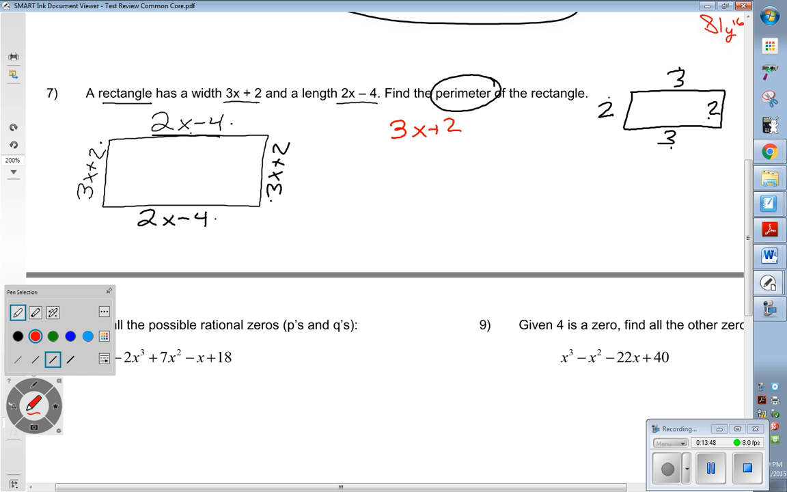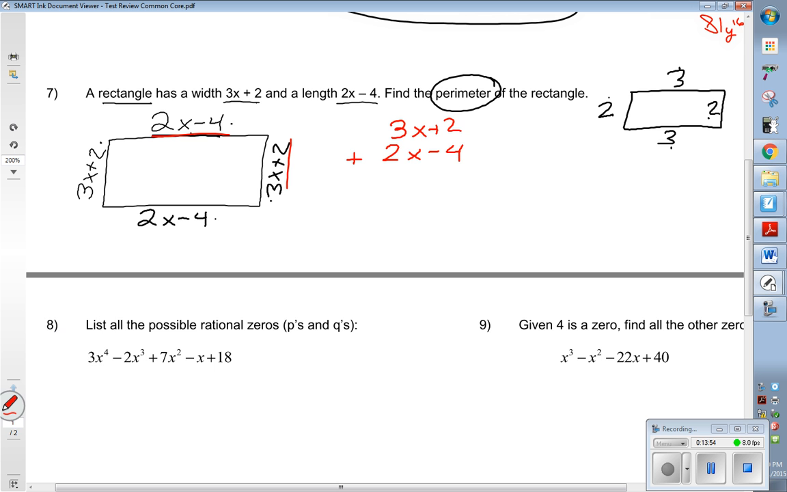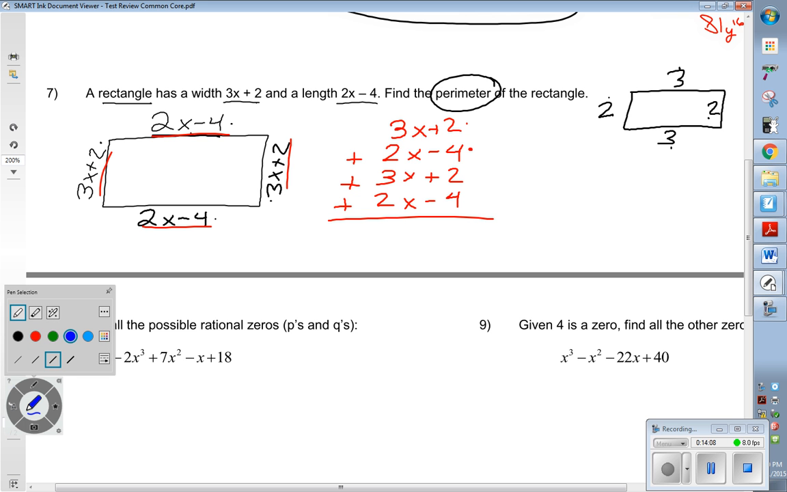3x plus 2. Okay, I did that one. And then I'm going to do this one. Plus 2x minus 4. Plus 3x plus 2 again. Plus 2x minus 4. I'm going to add them all together. So 2 minus 4, change colors, sorry. 2 minus 4 would be negative 2. Plus 2 would get me to 0. Minus 4 would get me to negative 4.